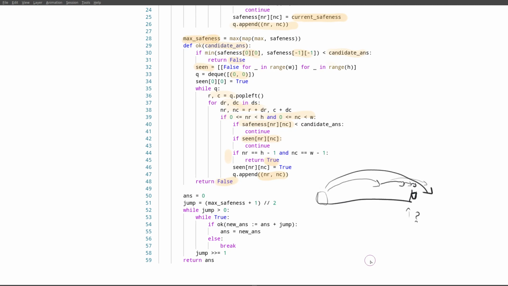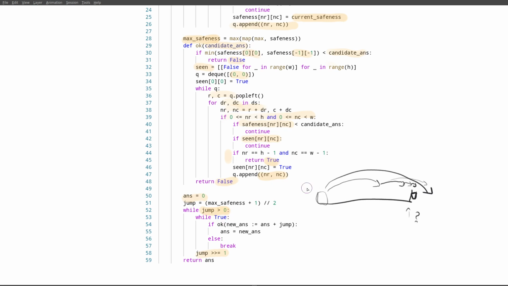Alright, the solution is very simple to code, and it's very hard to make a mistake, because we start with answer 0, because in that case we know that 0 is always possible. We start with a jump, so we might as well just start with the maximum safeness plus 1 divided by 2, so the ceiling of half the maximum safeness. And we'll just keep jumping for as long as the jump is greater than 0, so it does something. The jump will be decreased by half at every step. We'll divide it by 2 at every step. And just for as long as possible to jump, that's either 0 times, 1 times, or 2 times, right?